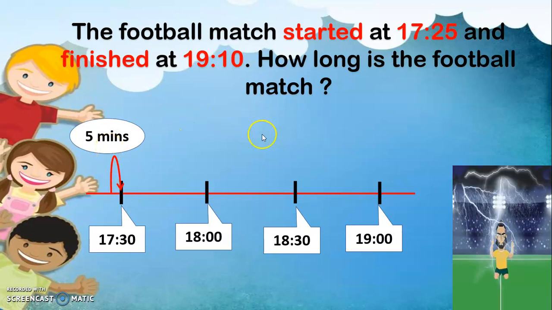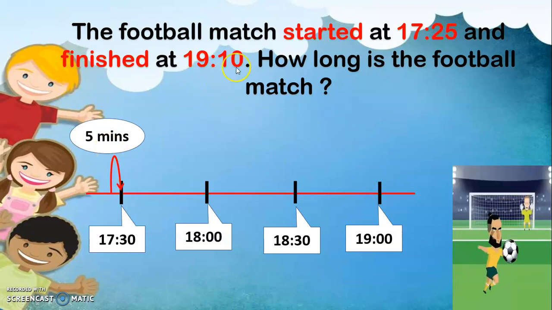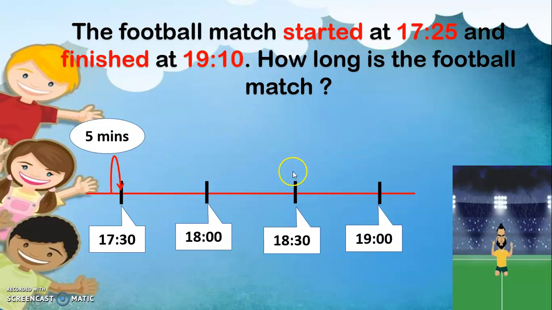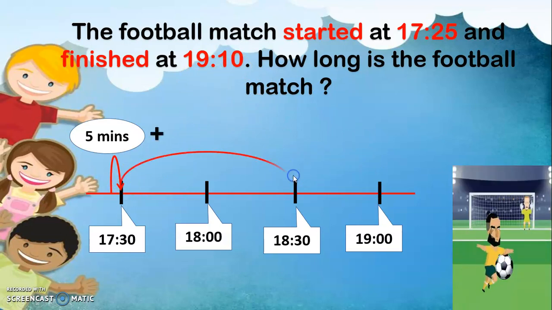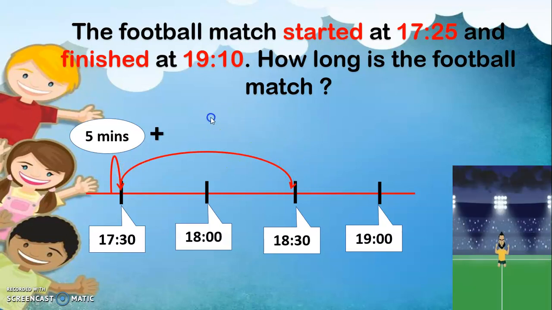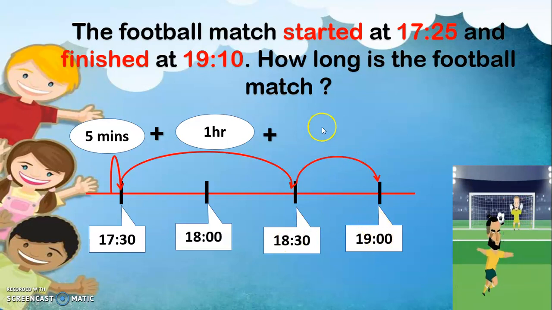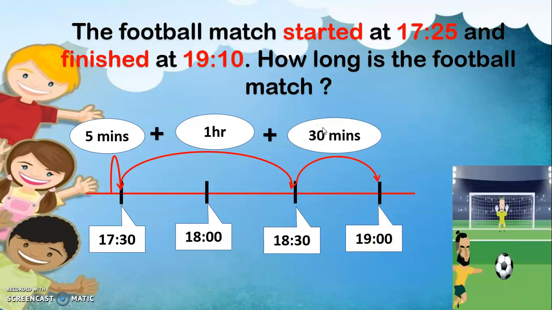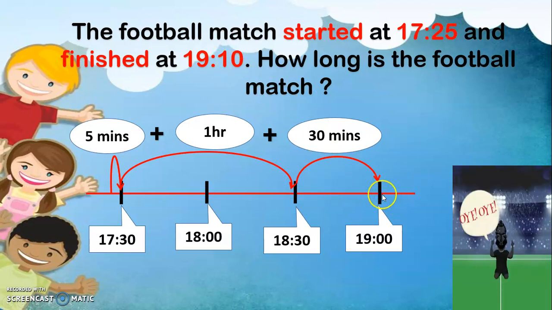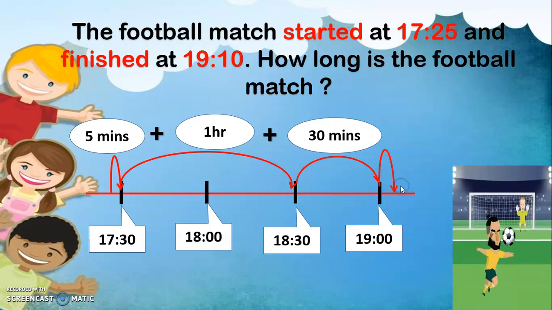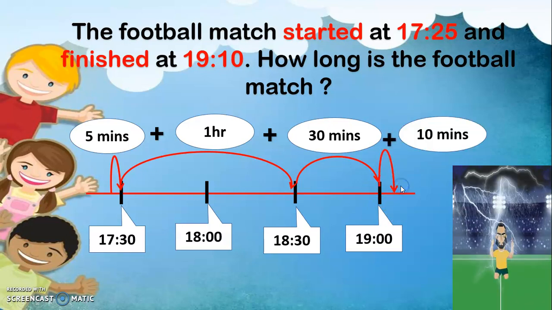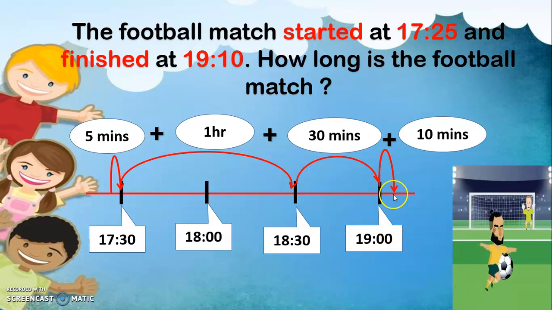So again, let us jump. We need to reach the 19:10. So we can jump 1 more hour. So it will be easy. So this is equivalent to 1 hour. Now, we need to reach 19:10. So if I jump again from 18:30 to 19, it is equal to 30 minutes. So how much more minutes in order to reach 19:10? So we need more 10 minutes to reach 19:10. So we are now already in 19:10.